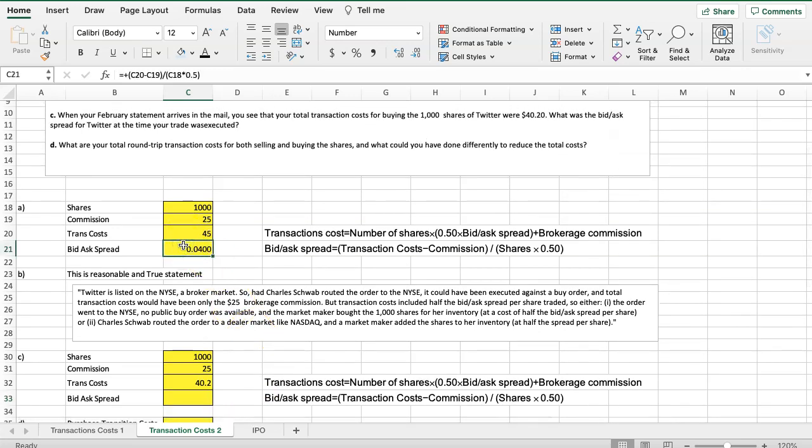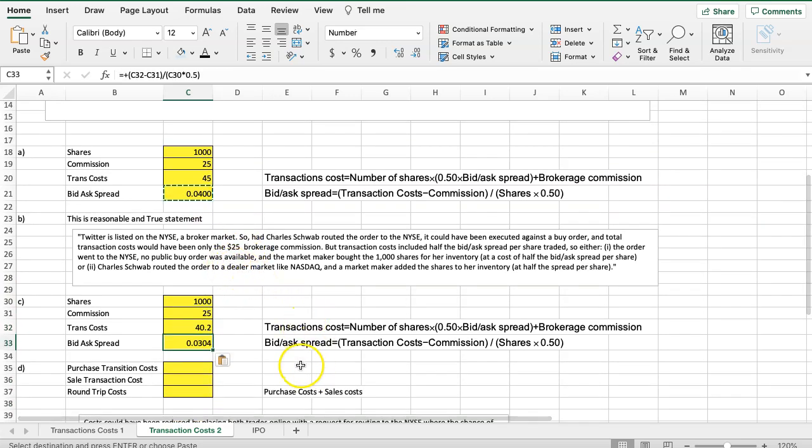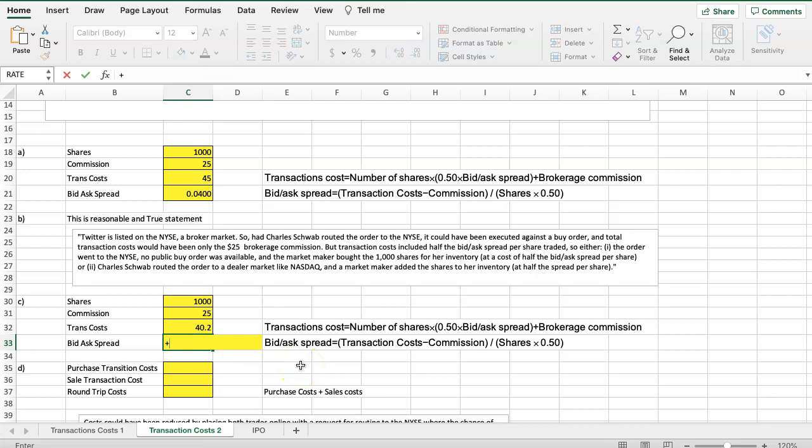Now I could just copy this formula down here, and that's the beauty of Excel. But if I was going to recalculate it, I would do the same thing we did before. Open parentheses, transaction costs minus commission costs, close parentheses, divided by, open parentheses, the number of shares times 0.5. Why 0.5? Because they're splitting that. They're going to be splitting the bid and ask on the exchange. So this would be the bid-ask spread between the bid and the ask of an individual share of stock.